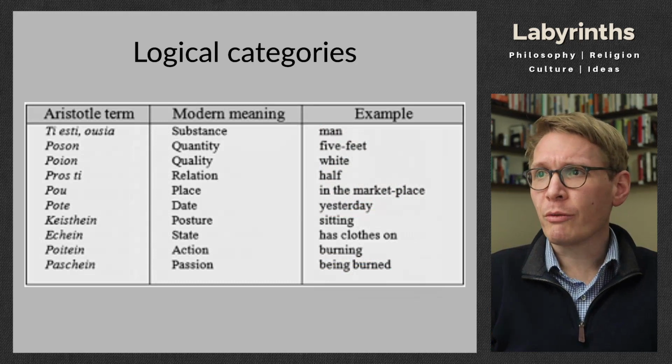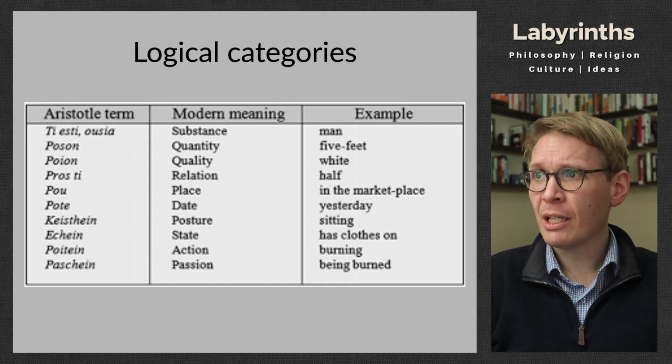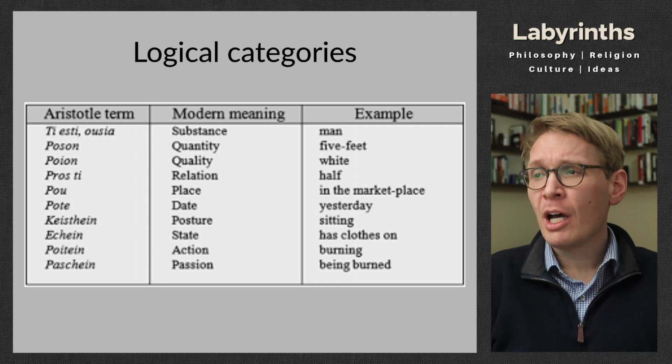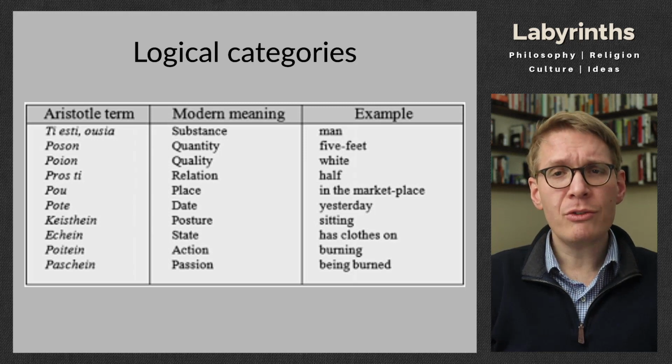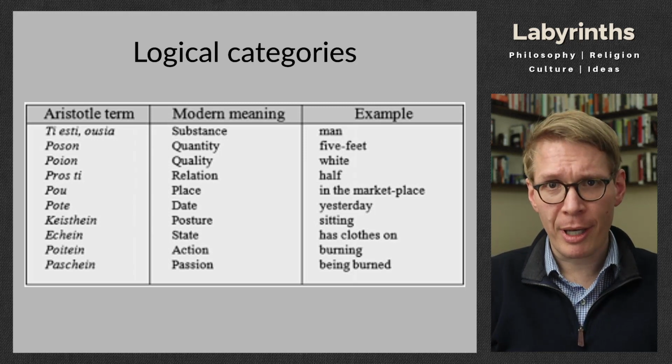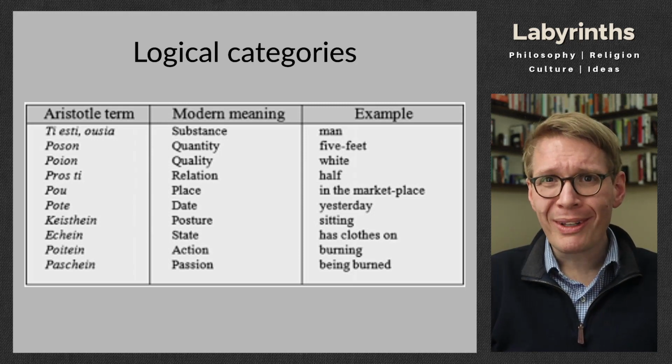So, thanks to the producer of this Google image, we have Aristotle's Greek terms here on the left. He identifies 10 categories. We're going to look briefly at four of them: substance, quantity, quality, and relation. But they include six others: place, date, posture, state, action, and passion. And we have some examples of them here listed on the right. The idea here is that all of reality, insofar as reality can be thought about, fits into one of these 10 categories.